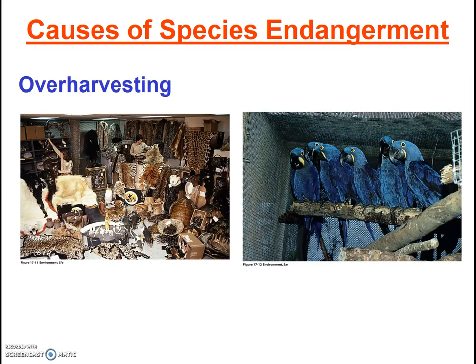And lastly, overharvesting. You probably think of poaching of elephants for their tusks or rhinos for their horns or other ungulates and predator animals for their body parts for touted medicinal purposes. But also consider the exotic pet trade, birds and tropical fish, as well as the simple overharvesting for food and fiber.